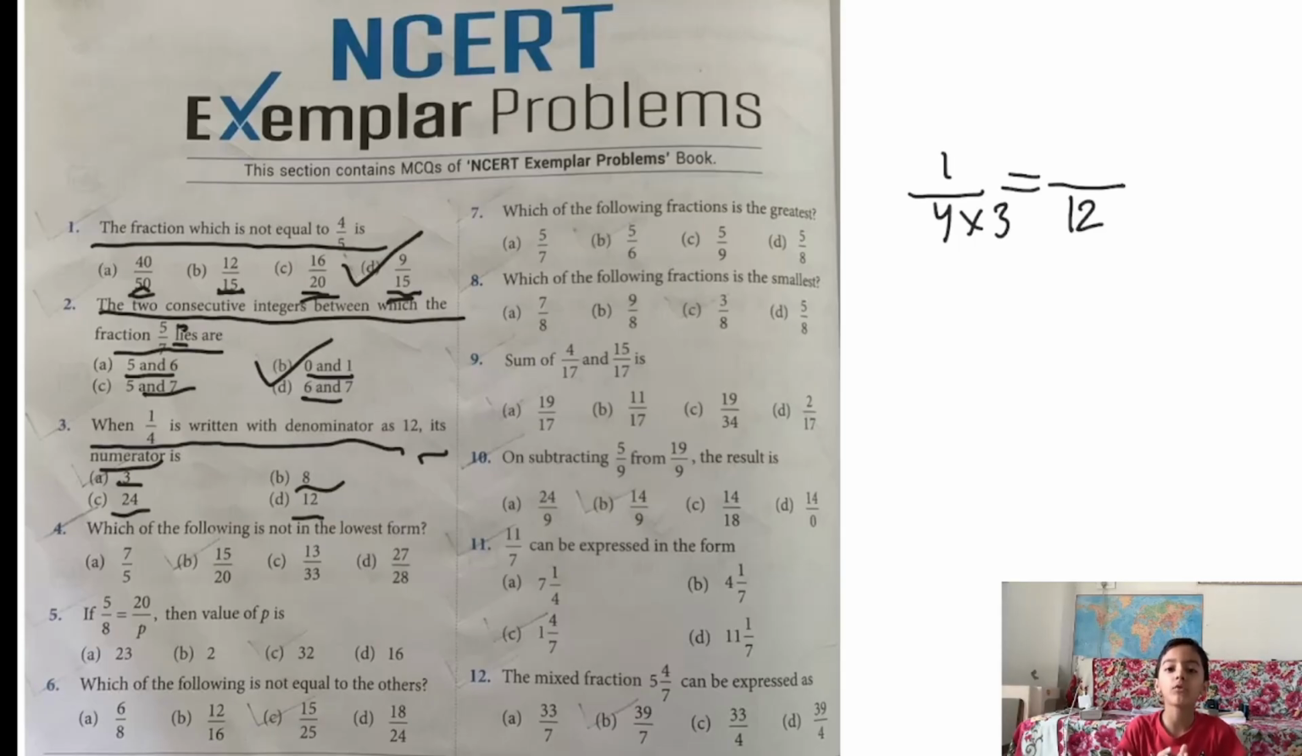So if we have to find the equivalent fraction, we have to multiply the numerator by 3, because we have already multiplied the denominator by 3. So we will multiply the numerator by 3. 1 multiplied by 3 is equal to 3. And here they are asking which number the numerator is. So here we have found that the numerator is 3. So the correct answer of the third question is option A, which is 3.